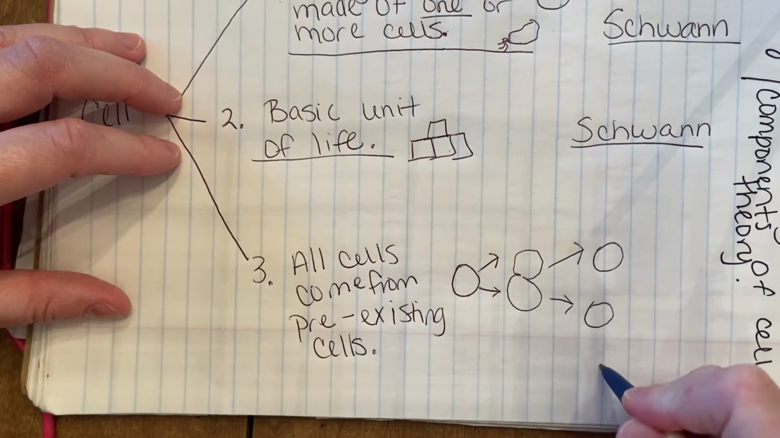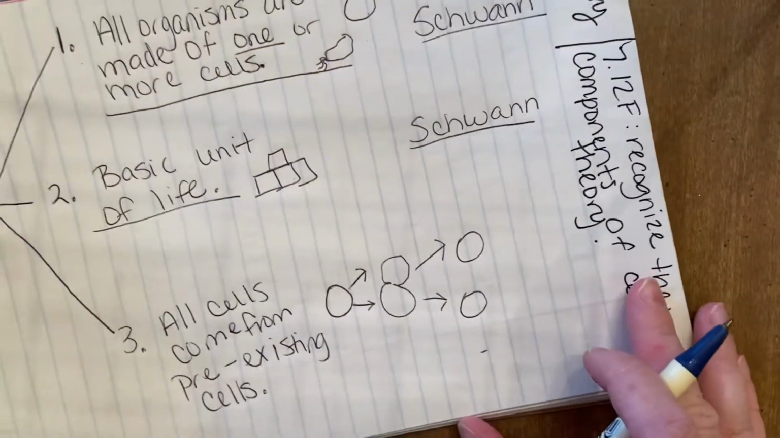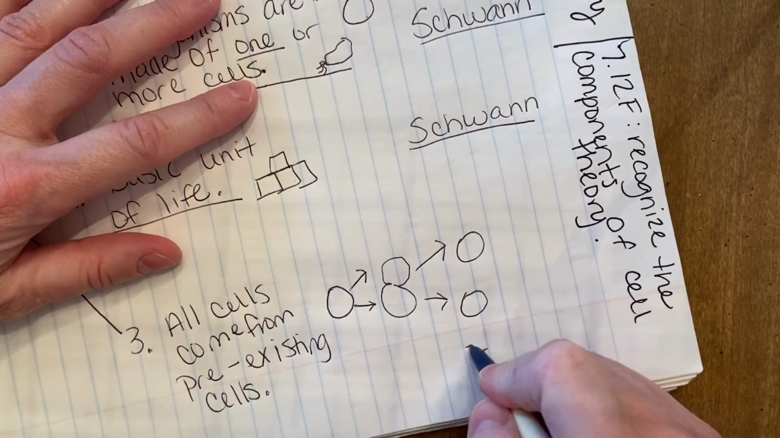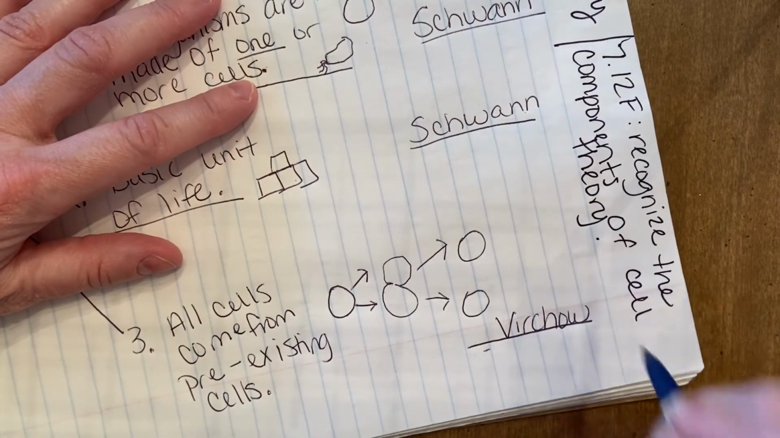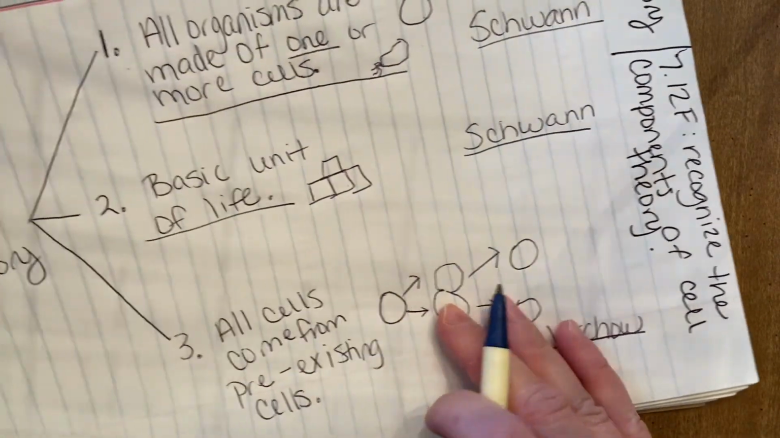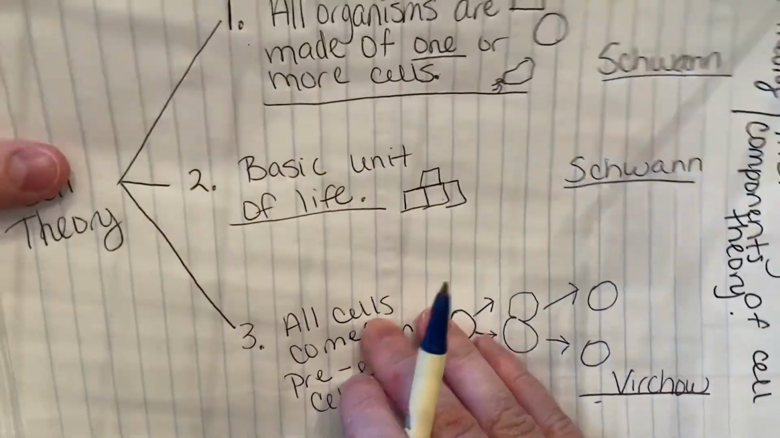Now the guy, he's another German. He actually came up with this part of the cell theory. His name is Virchow. Y'all will read more about these guys in a moment when you start your reading assignment and answering those questions.